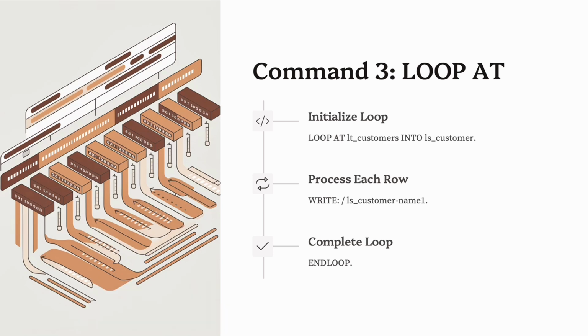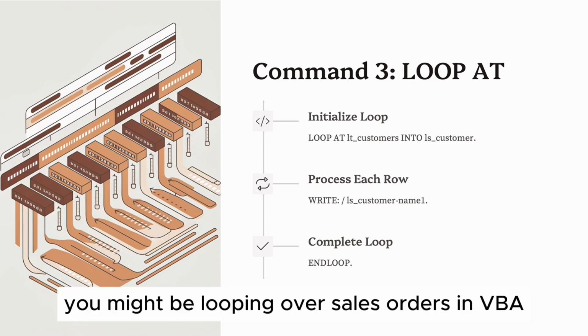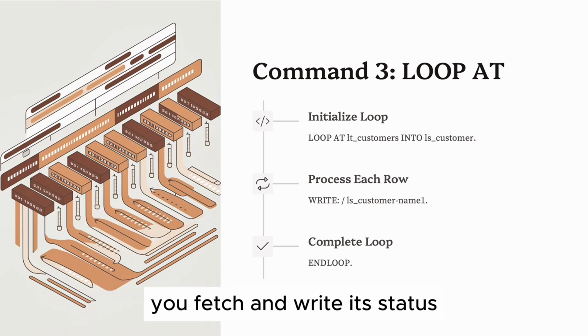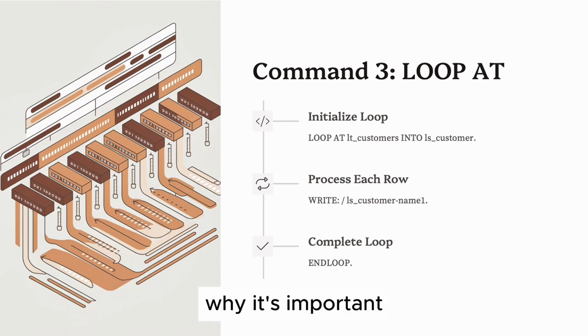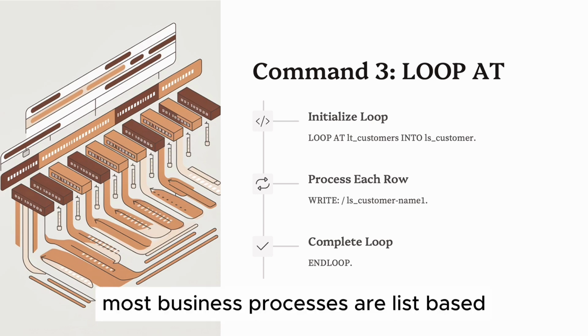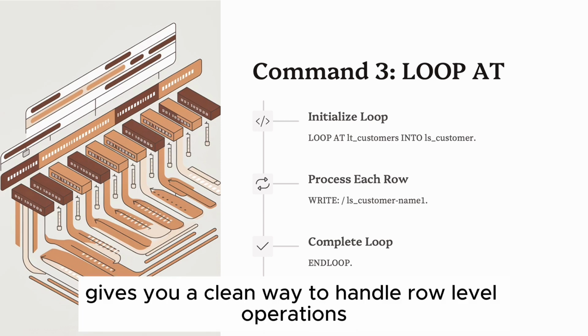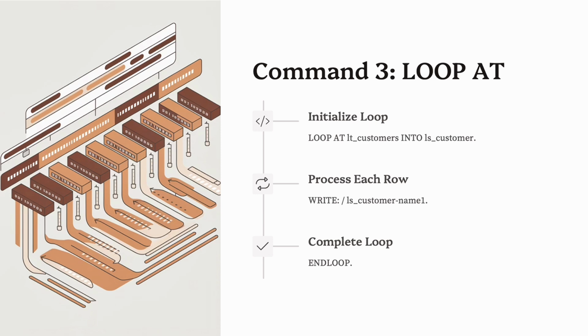ENDLOOP. Real-world use. You might be looping over sales orders in VBAK and generating a summary report. For each document, you fetch and write its status, customer, and net value. Why it's important. Most business processes are list-based. You'll loop over deliveries, invoices, materials, and LOOP gives you a clean way to handle row-level operations.